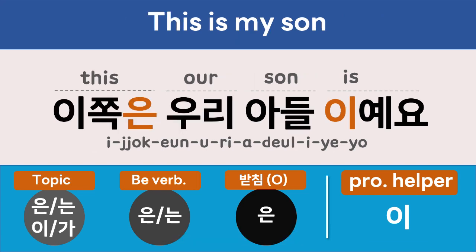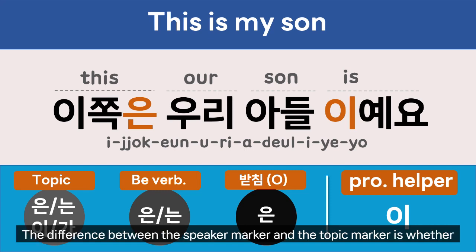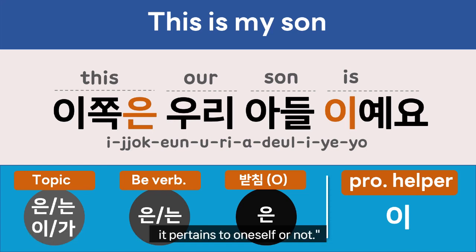This is my son. 이쪽은 우리 아들이에요. This is not the speaker themselves, so it is the topic marker. The difference between the speaker marker and the topic marker is whether it pertains to oneself or not. My feelings, my age, and my profession all fall under the speaker marker. Anything that does not pertain to oneself falls under the category of the topic marker.